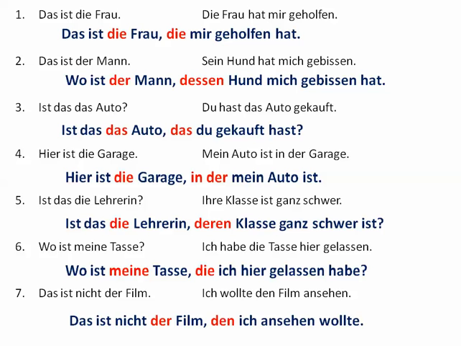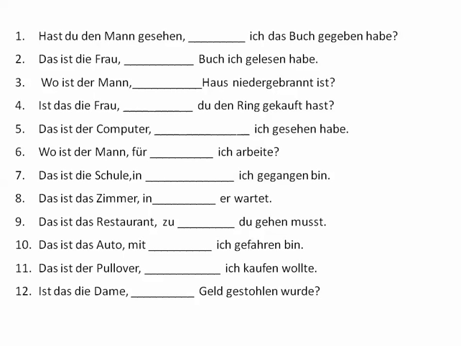In our second sentence, the film is the direct object. It therefore, being masculine, will change to den. And then there we go. Okay, so now we're going to just fill in the blank here with the right relative pronoun. Hast du den Mann gesehen, dem ich das Buch gegeben habe? So in English this would be, have you seen the man to whom I have given the book?